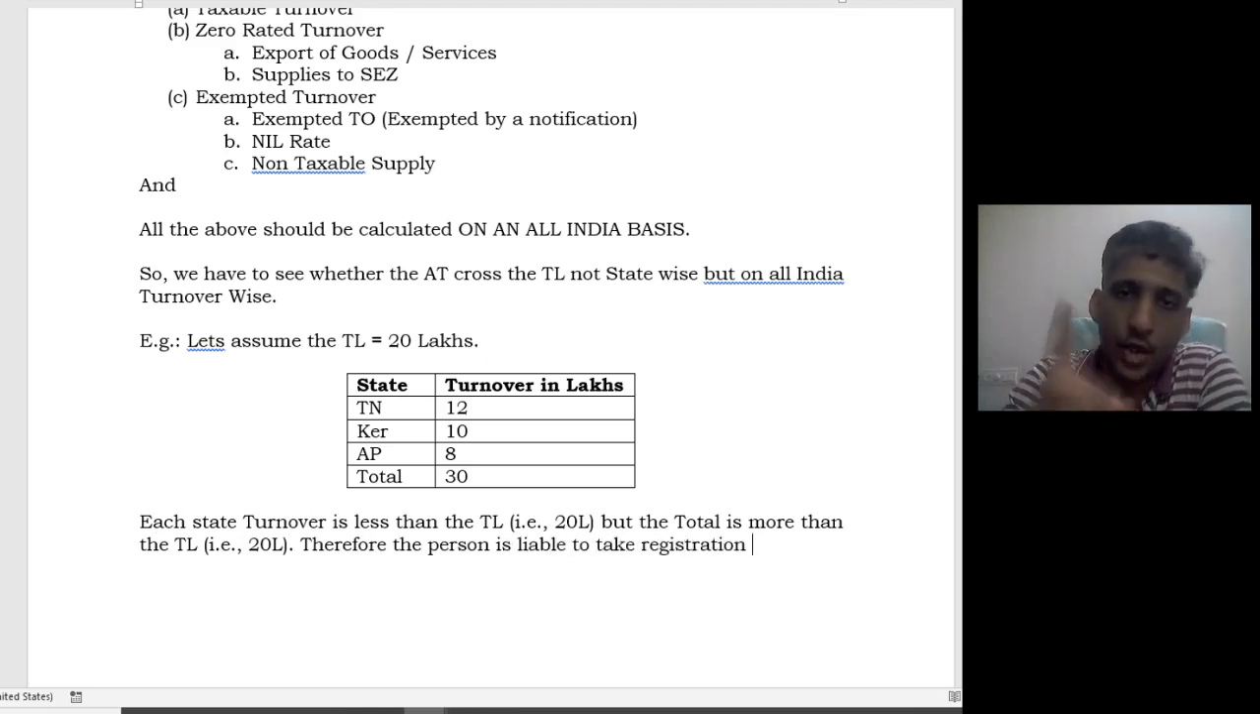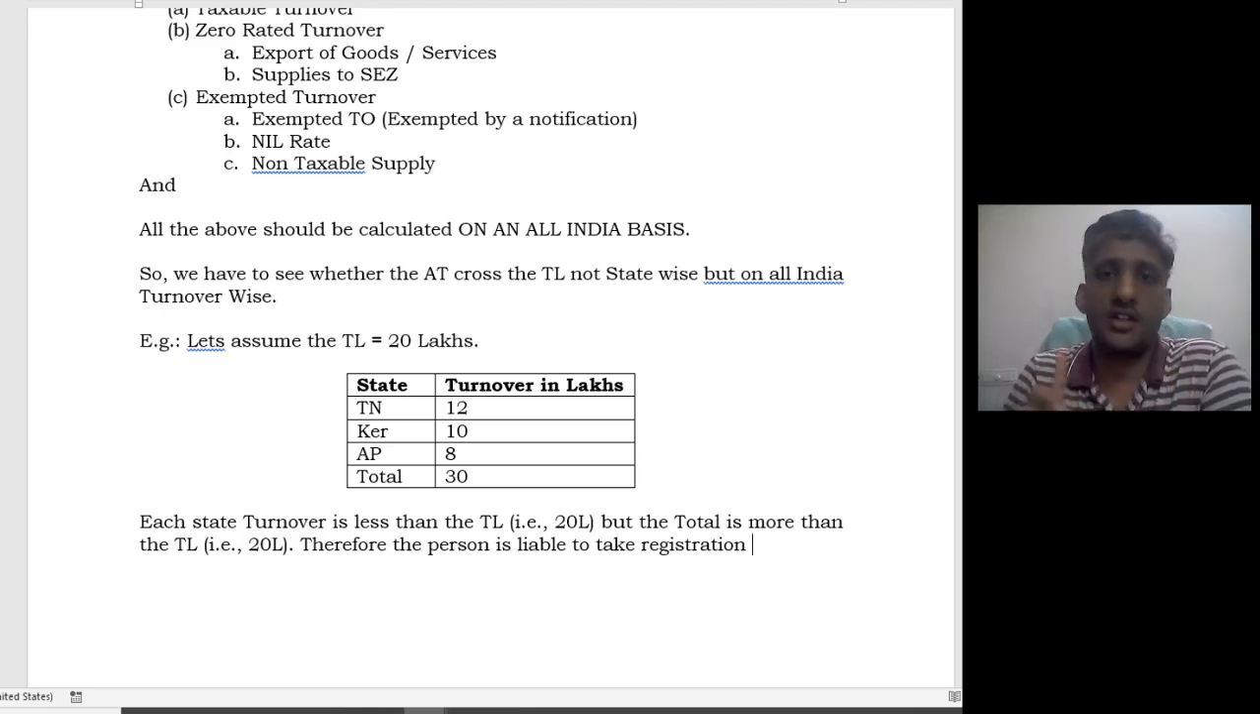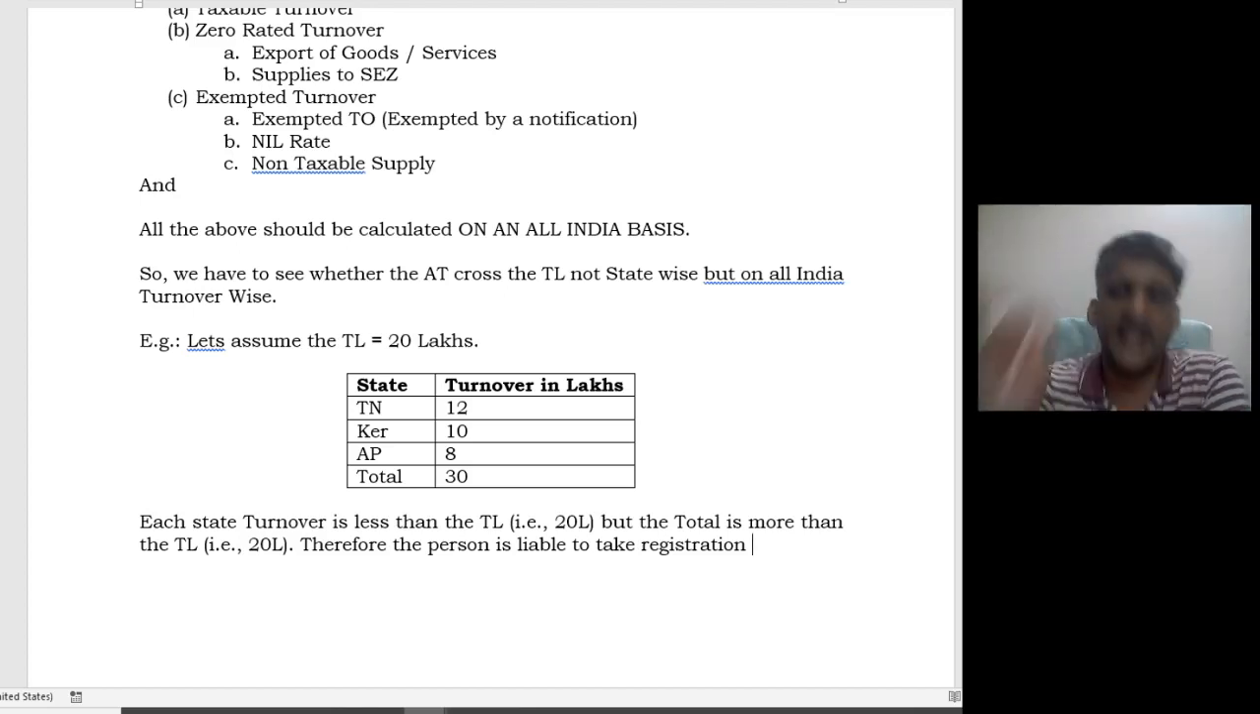Again, you should not see state-wise turnover. You have to always see what is the turnover at all India level, the company-wise turnover, the pan India turnover. For that company, what is the turnover? Therefore the person is liable to take registration. Again, you should not see turnover state wise. Done. This is example number 1.